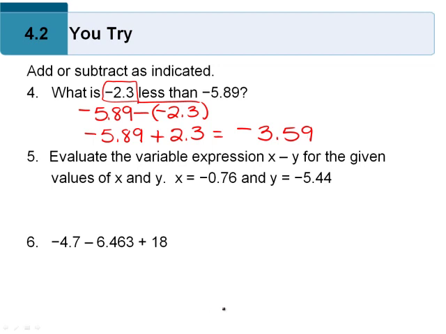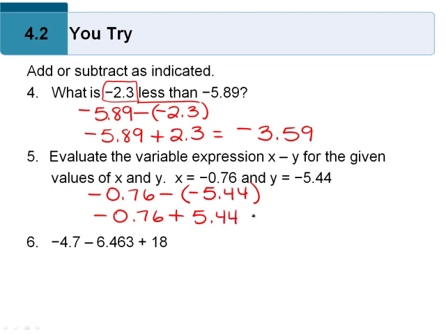Okay? Number 5, evaluate the variable expression x minus y for the given values of x and y. X is negative 0.76 and y equals negative 5.44. So we're going to write out x, which is negative 0.76, minus y, which is negative 5.44. Okay, so negative 0.76, we keep that the same, change it to plus, the opposite would be a positive 5.44. Okay, now look at your signs for the sign rules. A negative and a positive, subtract, keep the sign of the bigger number. Well, the 5 is definitely the bigger number, so we know it's going to be a positive answer.